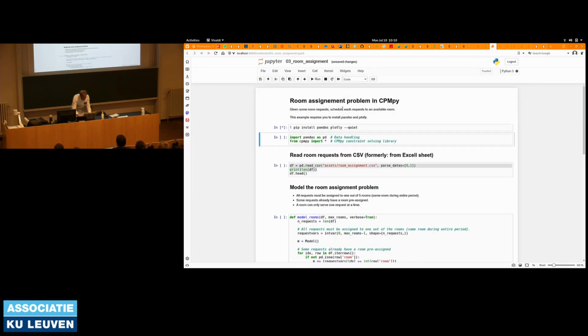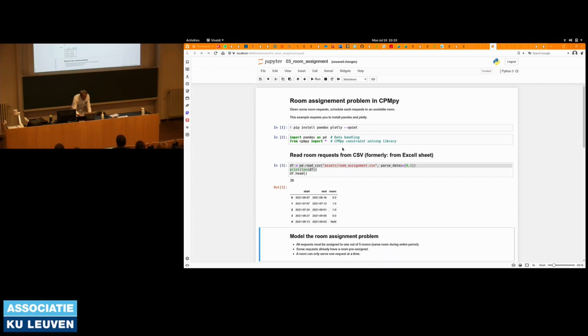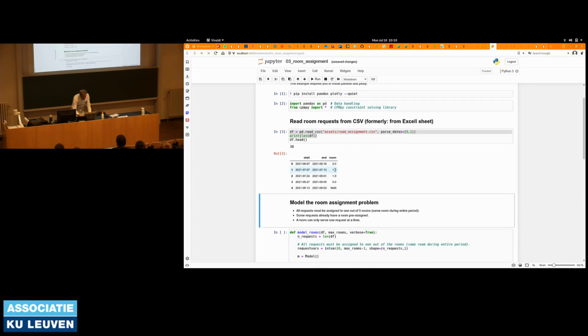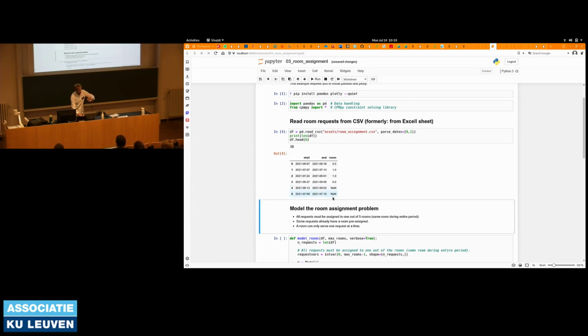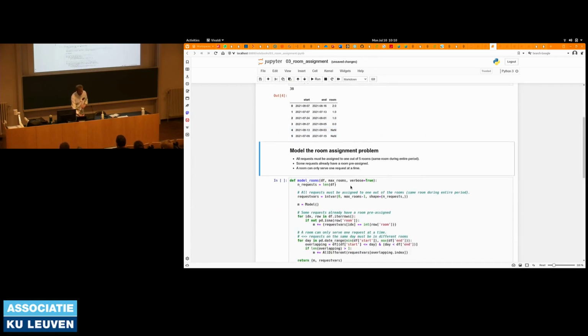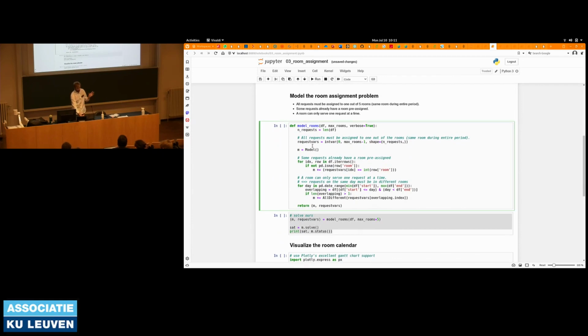The room assignment problem. In this case, we have a database with requests: the start date, the end date, and whether there's already a room assigned to them, so the customer had a specific request that we have to respect, or whether there was none assigned to them. Let me just show you some more. If there's none assigned yet, that's none. So for all those that already have a specific room, we have to say that that room must be assigned to it.